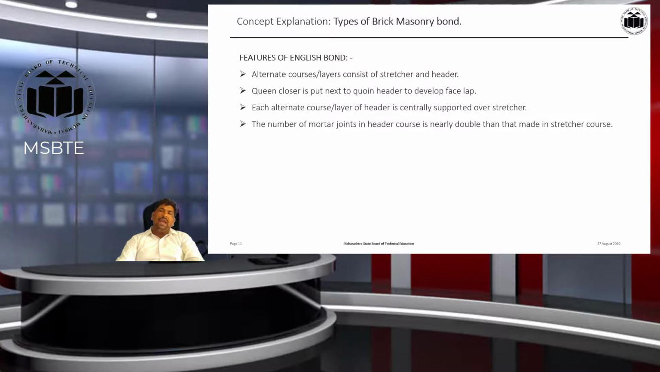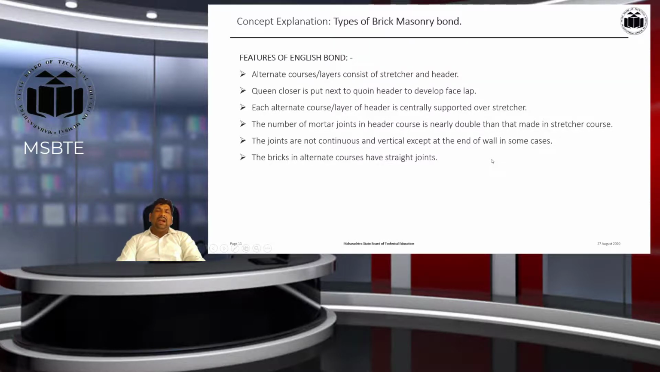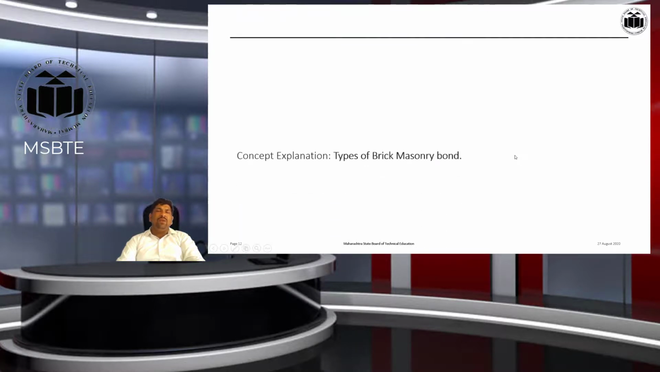Obviously, as the thickness of the brick is 9 centimeter and length is 19, the number of joints in the header course will be double that in the stretcher course. The joints are not continuous and vertical except at the end of the wall in some cases. The bricks in alternate courses have straight joints. This was nothing but the features of the English bond.